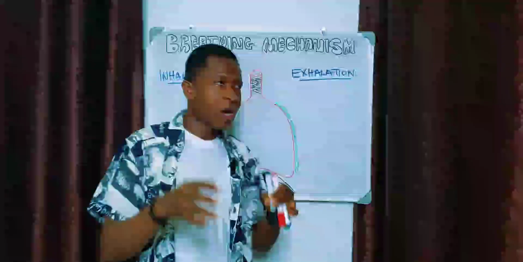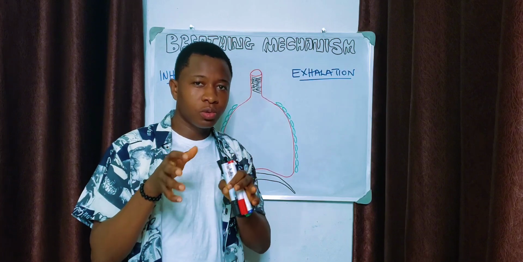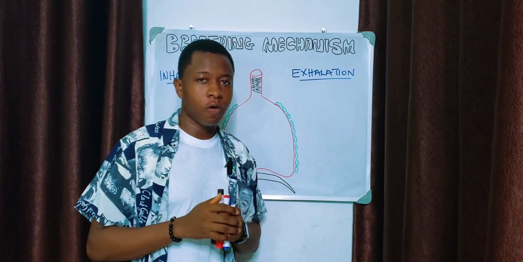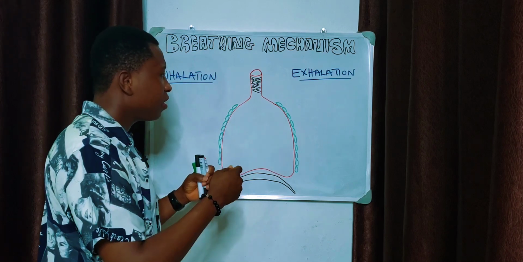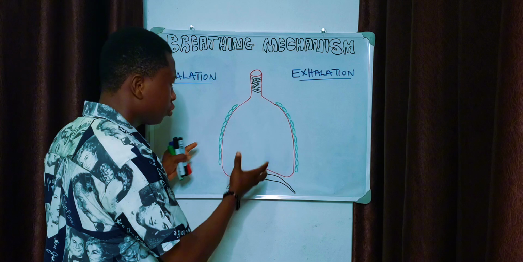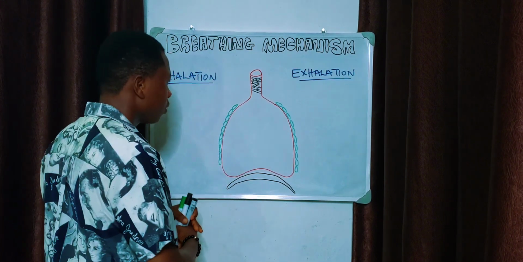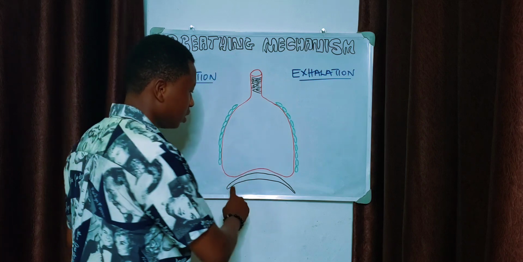All right, so before we talk about the breathing mechanism proper, we need to look at the muscles and other structures involved in the process. This is a structure of a very simple lungs. Now, we have a few muscles here that play a vital role, and one of them is this.